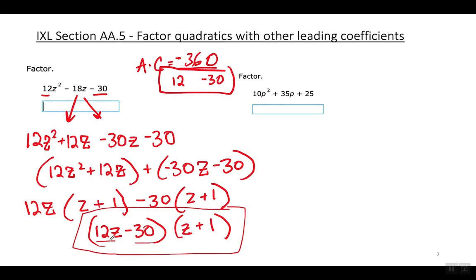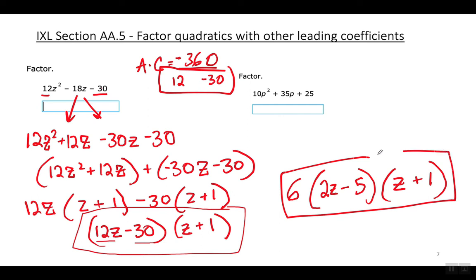All right, to finish it off, what I would have to do is take out the greatest common factor of this binomial, which is 6. When I take out that 6, I still have this back here. When I take out that 6, it'll be 6 times what is 12z? 6 times 2z. And 6 times what is negative 30? 6 times negative 5.